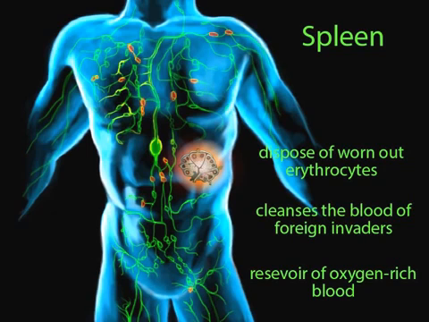Although the spleen is part of the lymphatic system, you can live without it. If your spleen is ruptured due to an injury, it can be removed in a splenectomy. This is often necessary in order to stop internal bleeding because the spleen is so vascular.